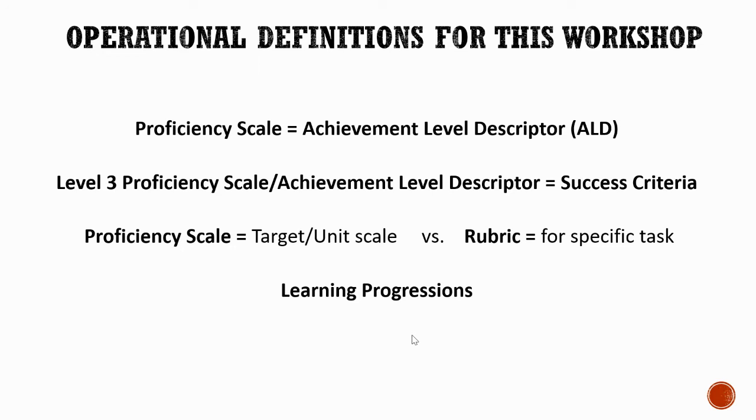And while a proficiency scale links to a target, or a specific unit of study, a rubric is designed for a specific task that elicits evidence as to a student's proficiency level. Finally, a learning progression lays out the learning journey or growth of a student along the way. For example, a learning progression could follow a particular target or targets, such as fractions, from 3rd through 5th grade.